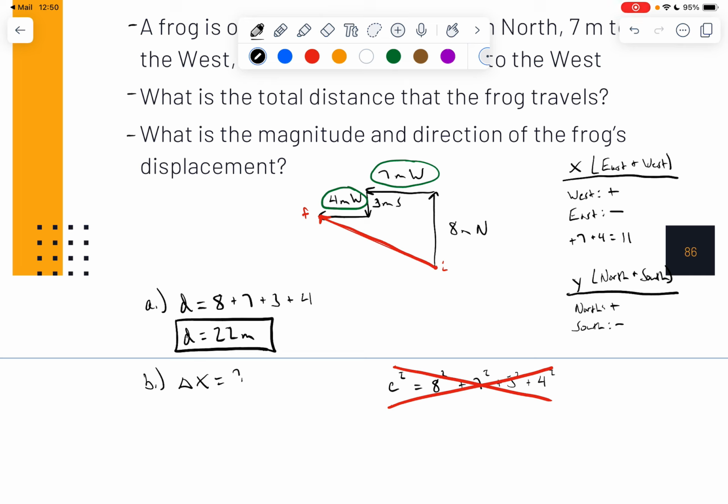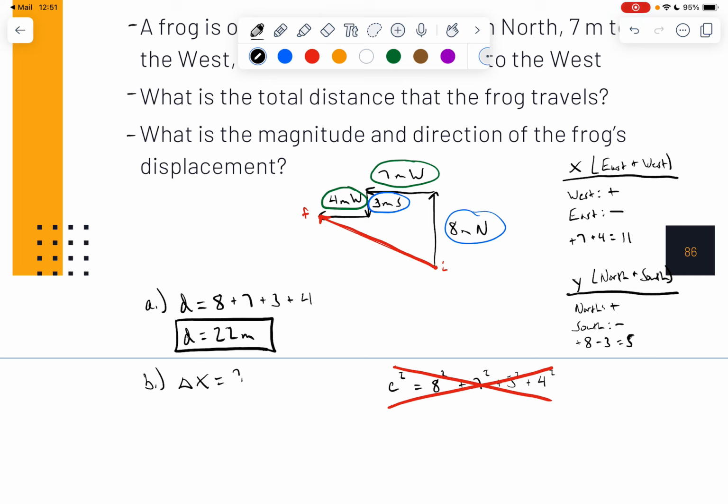So if we first go 8 meters going north, that's going to be a positive 8. And again, that's coming from our 8 meters north. Then the other motion we have is going to be our 3 meters south. So 8 meters north is going to be positive. We'll then have to subtract our 3 meters going south. Again, it's in the opposite direction, so we'll be subtracting it. So that's going to give us a total of 5.